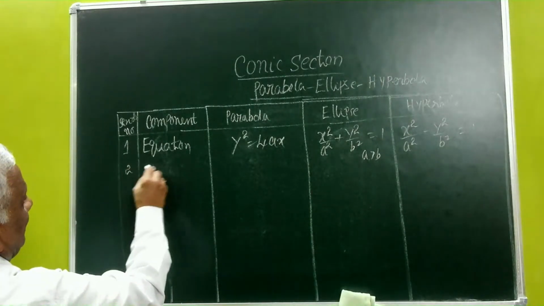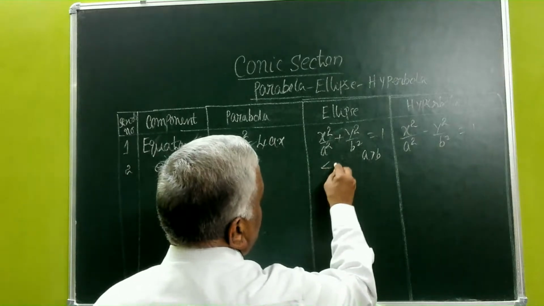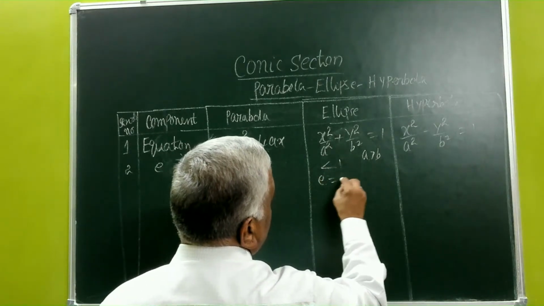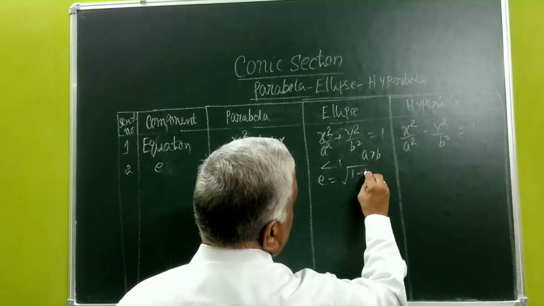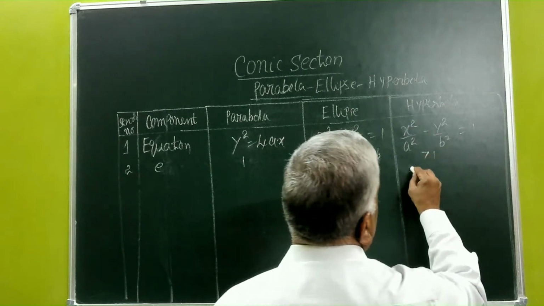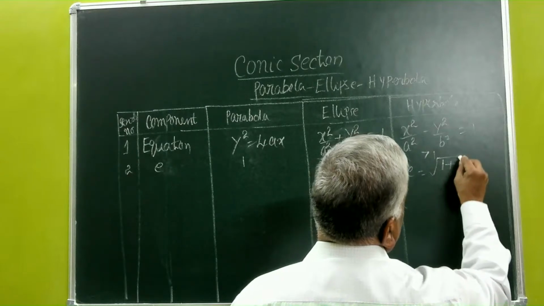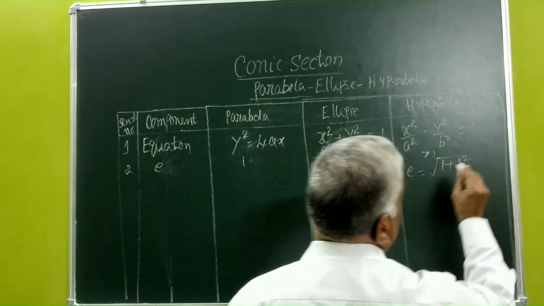Then we'll go for E. This is 1. This is less than 1. And also remember E is the square root of 1 minus b square by a square. This is greater than 1, the square root of 1 plus b square by a square.